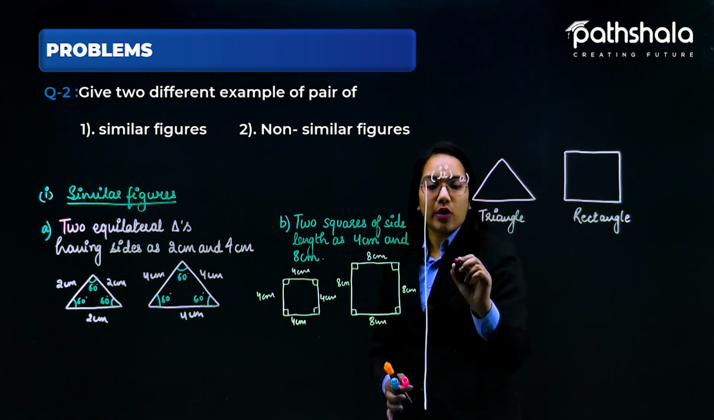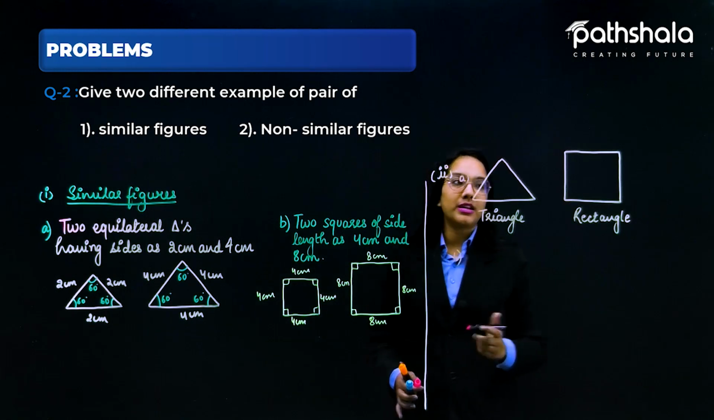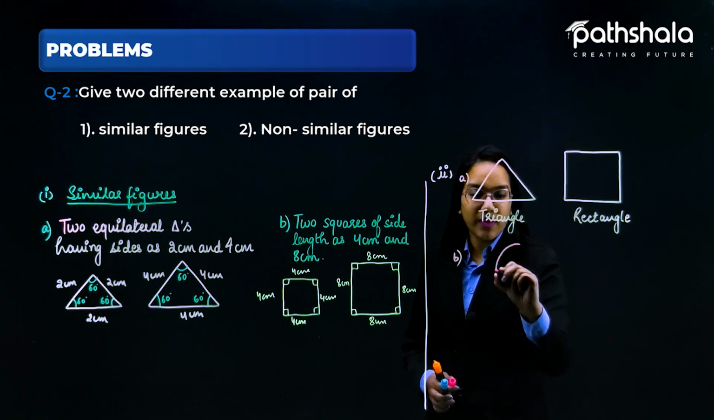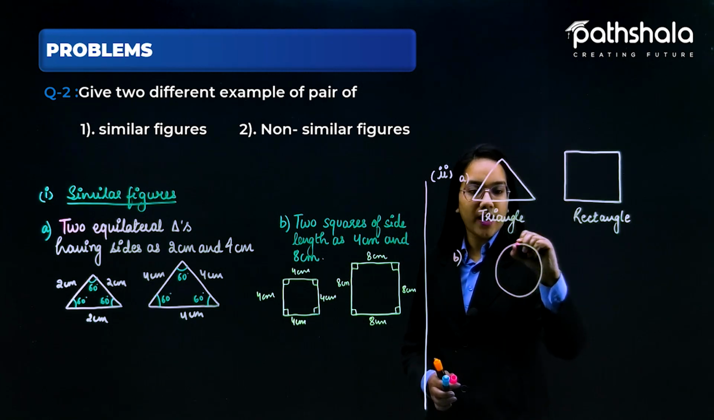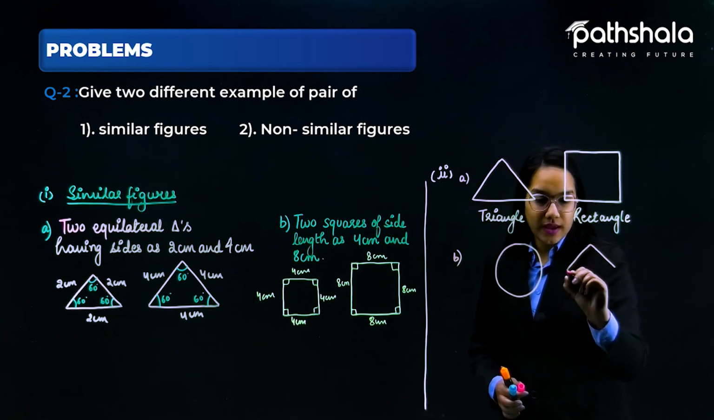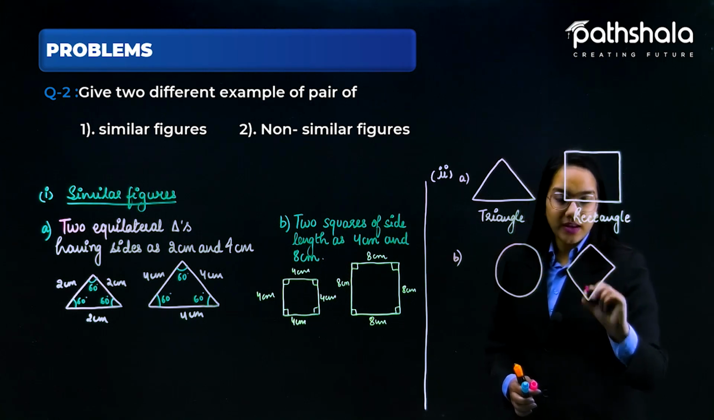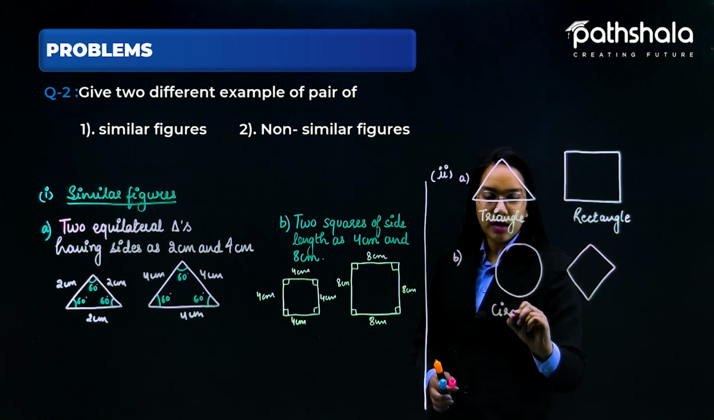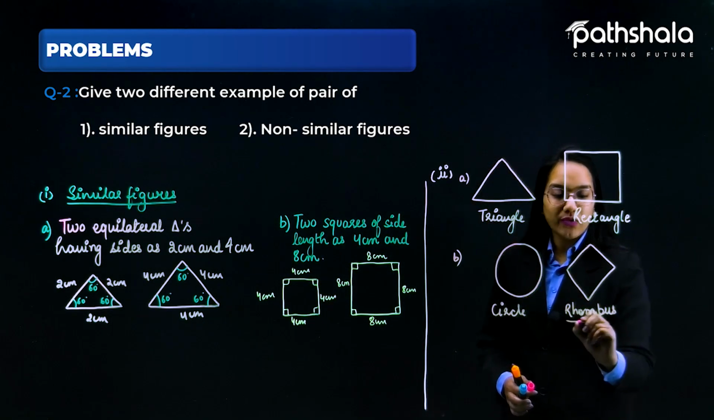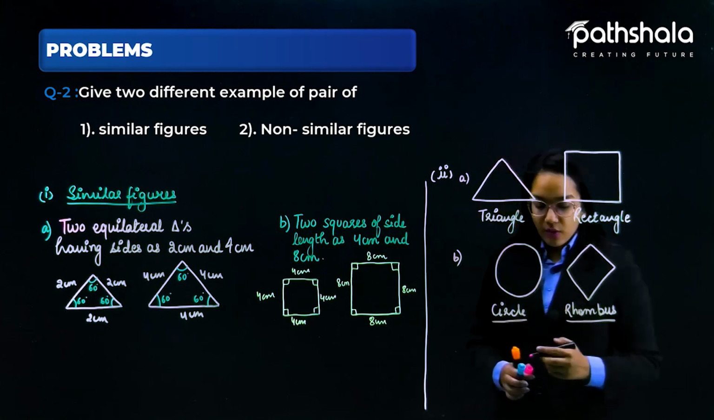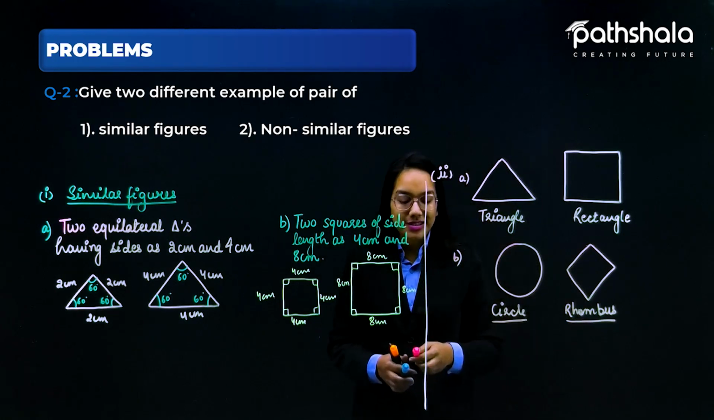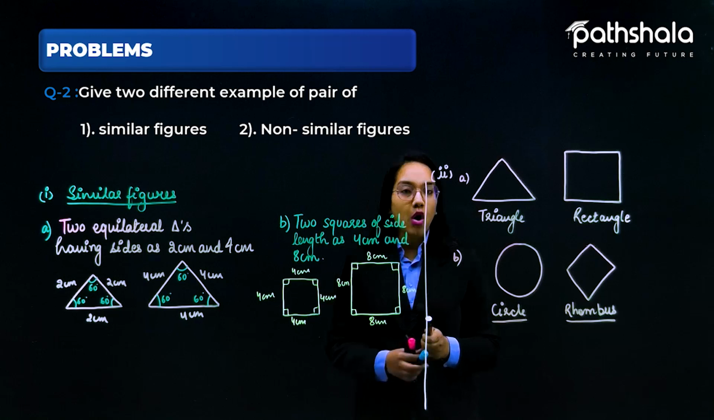Now for the second example, let us suppose I'm taking a circle and a rhombus. This is a circle, and this is a rhombus. It is quite obvious that a circle and a rhombus cannot be similar to each other. So this is an example of non-similar figures.